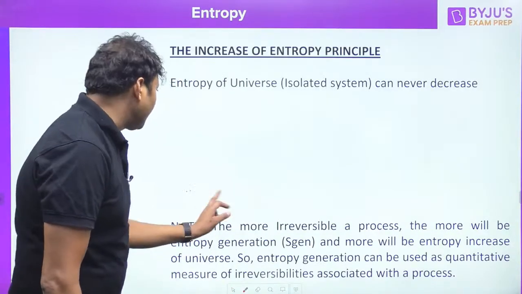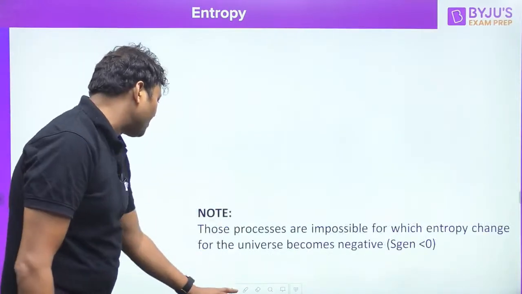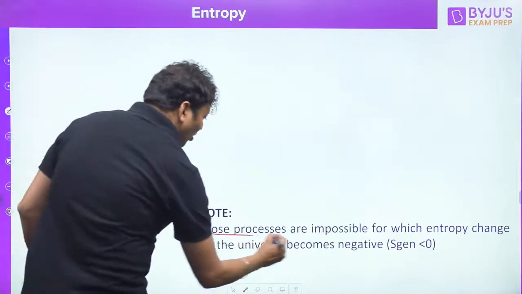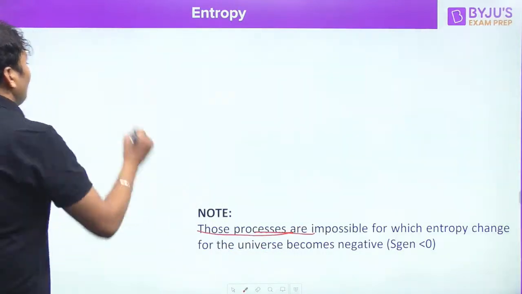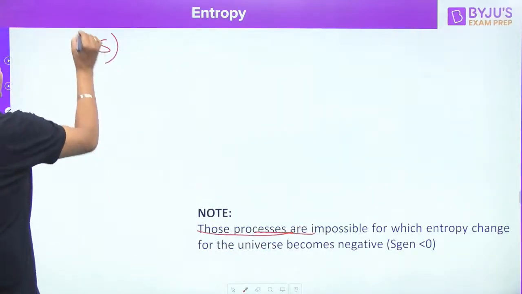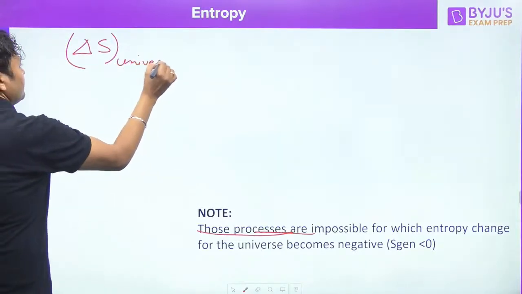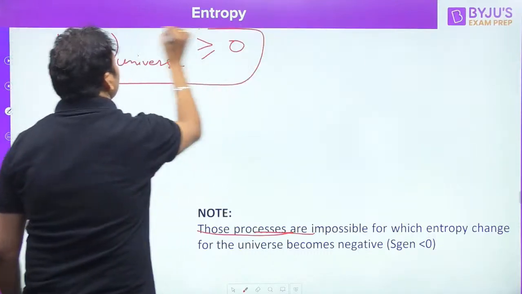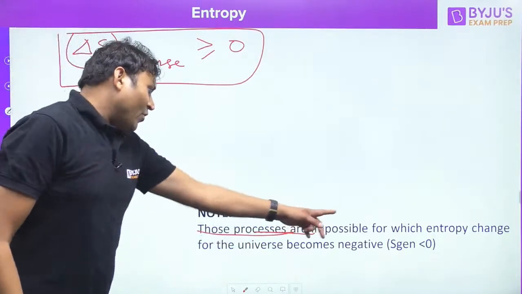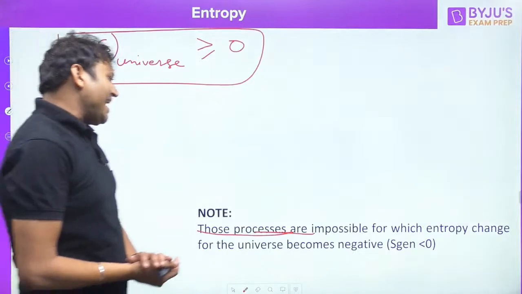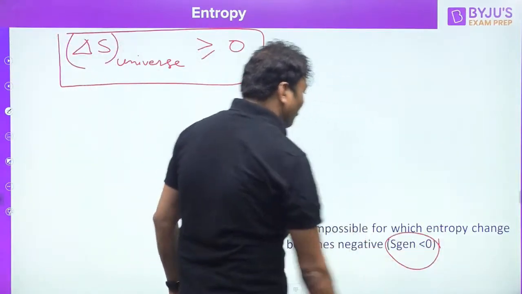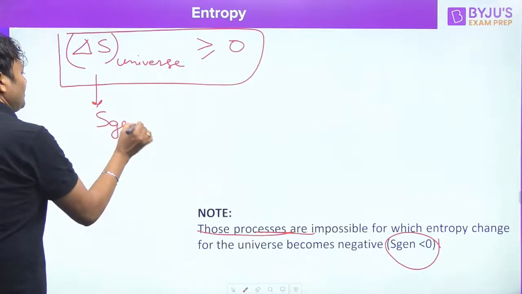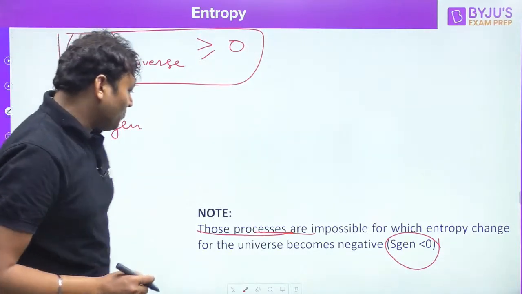Yes, that gives us the concept that we can say those processes are impossible for which entropy change for the universe becomes negative. Those processes are impossible for which entropy generation becomes negative. So those processes are impossible.